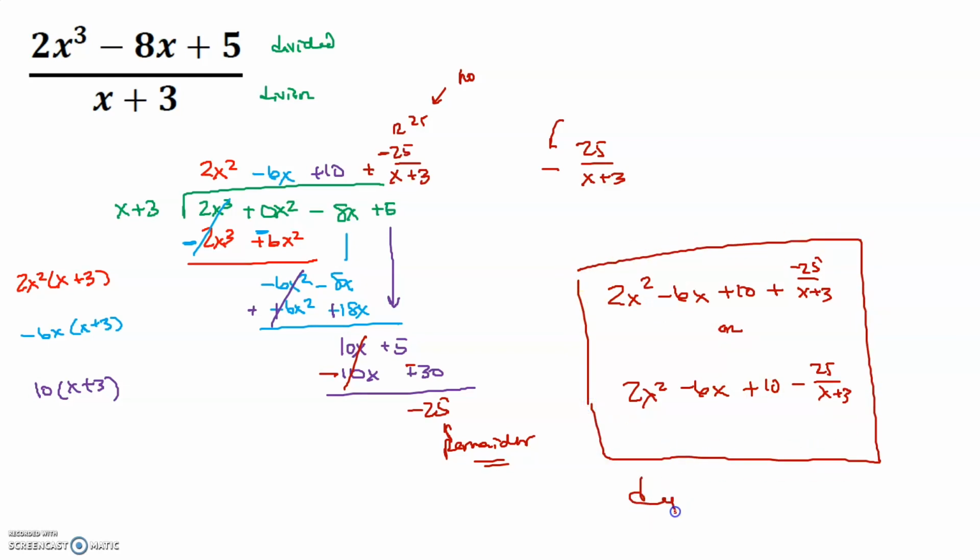Okay. Now again, these are the depressed polynomials, because they are less than what we started with. Our divisor, that's what we would multiply our divisor by to get our dividend.